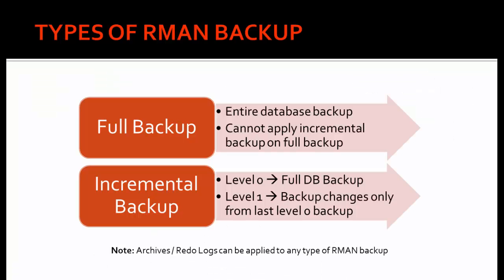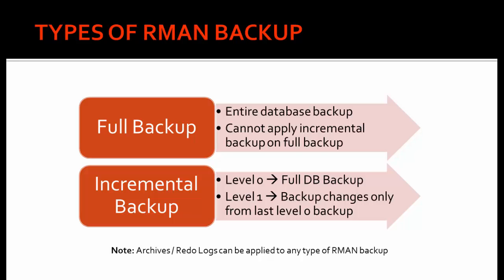As we have understood, in incremental backups, we have two types, level 0 and level 1. And again, inside level 1, it is of two types. One is differential and another is cumulative. Differential is the default one. And remember, your incremental level 0 backup is the same as your full database backup, but the only difference is that on your full backup, you cannot apply a level 1 incremental backup. A level 1 incremental backup can only be applied to a level 0 incremental backup. So incremental backups will work only with themselves, and a full backup can only work with the archives. You can apply archives on full backups.